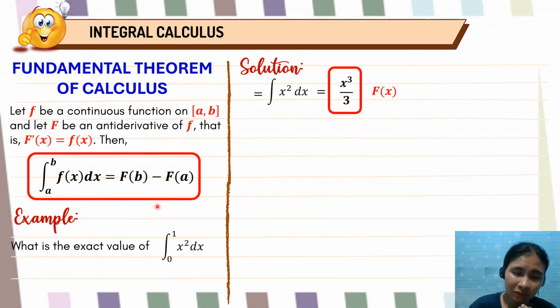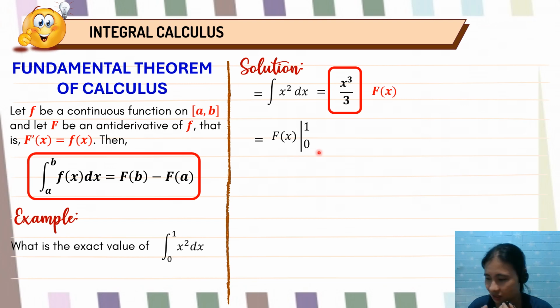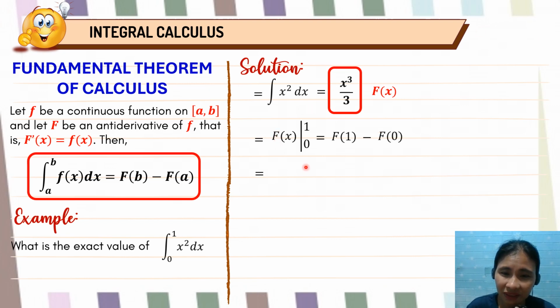Now, going back to the fundamental theorem of calculus, we are going to evaluate that. So we have F of x from 0 to 1. This vertical bar is another way of writing when we are solving using the fundamental theorem of calculus. It's not simply a vertical line, it's an operation. This expression means F of 1 minus F of 0.